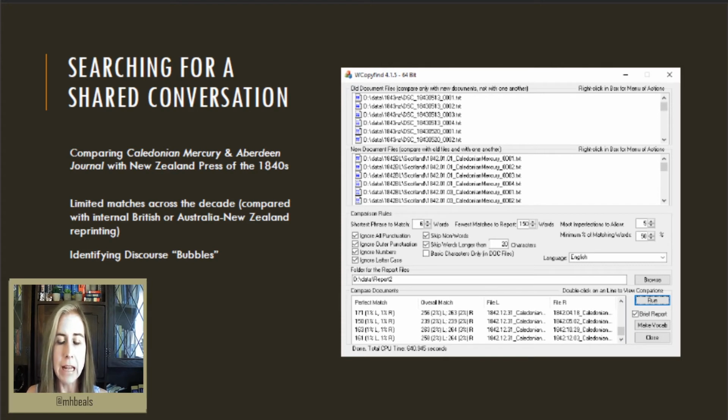There was a limited number of hits in the first 10 years in the 1840s. That's to be expected, though, because there were only 2 newspapers in New Zealand that I had access to for the first few years, and there's just only so many possible chances that they're actually going to have a match. But it did give me some interesting insights into these discourse bubbles.